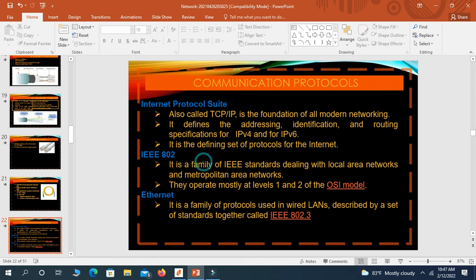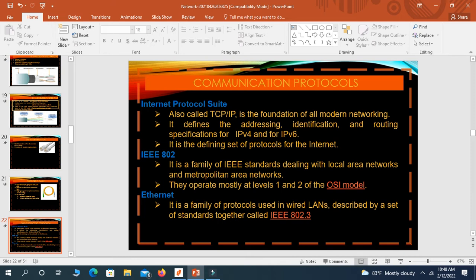This is another protocol called IEEE 802. It is a family of IEEE standards dealing with local area networks and metropolitan area networks. They operate mostly at level 1 and level 2 of the OSI model. We haven't gotten into the OSI models or the operating systems yet. In the next class, next week, we will talk about the operating systems and the different layerings and models.